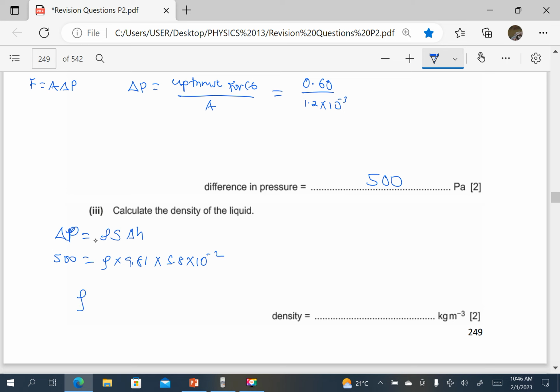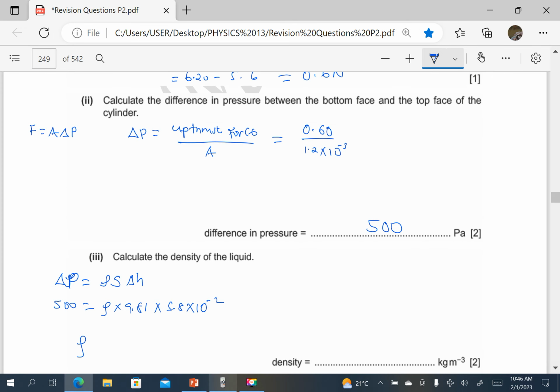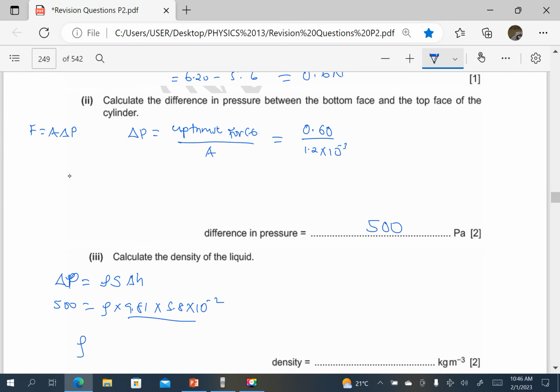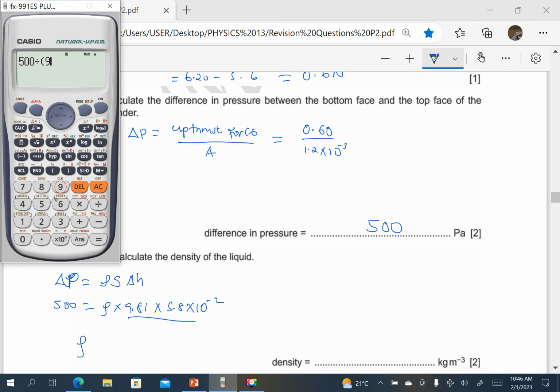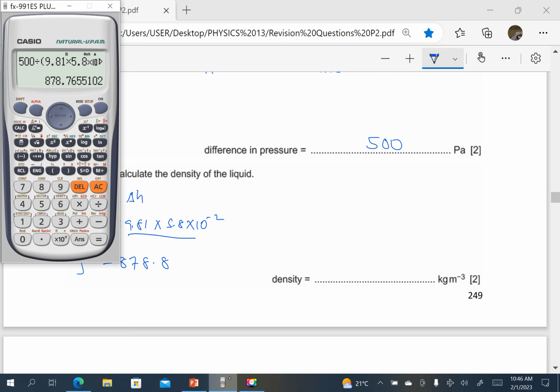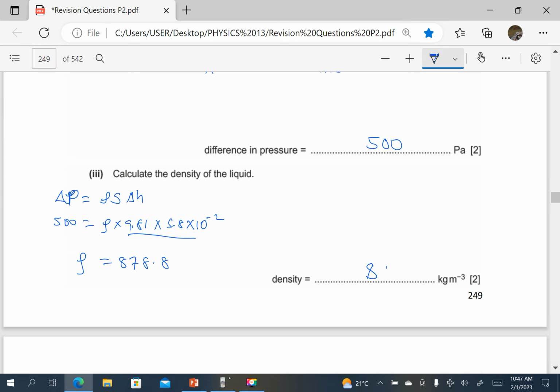So this is going to give us the density: 500 divided by, I'm dividing both sides by that, 9.81 times 5.8 times 10 exponent negative 2. And you are seeing that we are obtaining 878.8. So density is equal to 878.8, or approximately 880 kilogram per meter cubed.